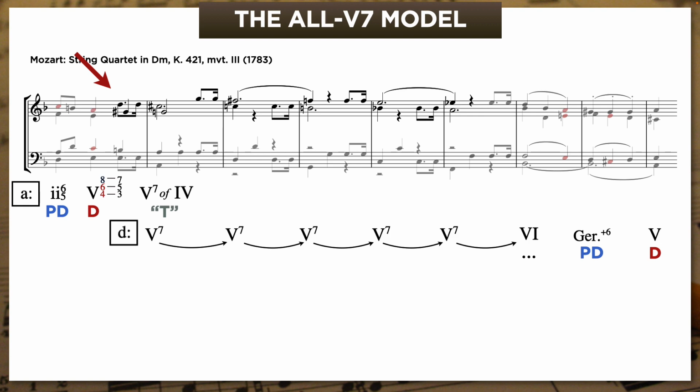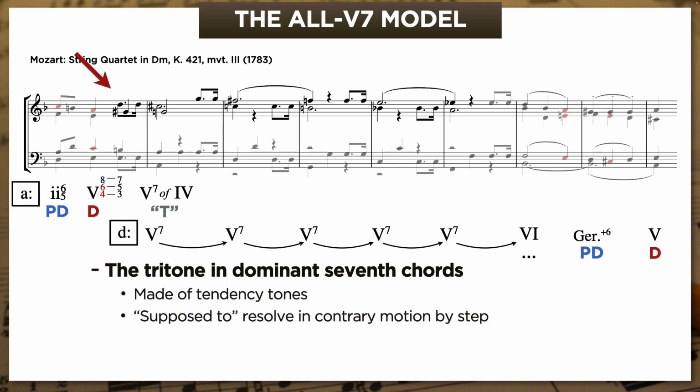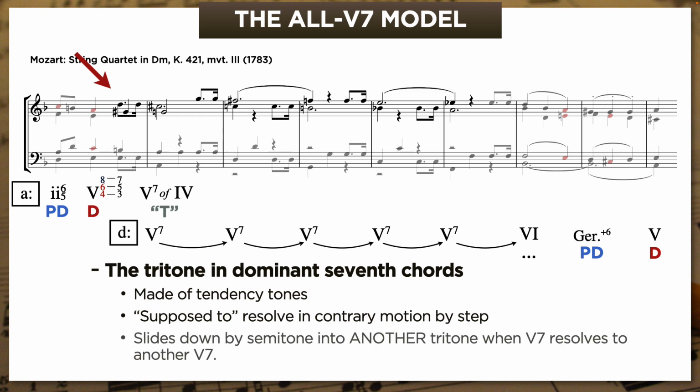Way back in video 15, we learned that every dominant seventh contains a tritone, an augmented fourth or a diminished fifth, and that tritone, being made of tendency tones, is supposed to resolve in contrary motion when the dominant goes to tonic. Well, when a dominant seventh resolves into another dominant seventh, the tritone does something different. It slides down by semitone instead, giving the next 5/7 its tritone.